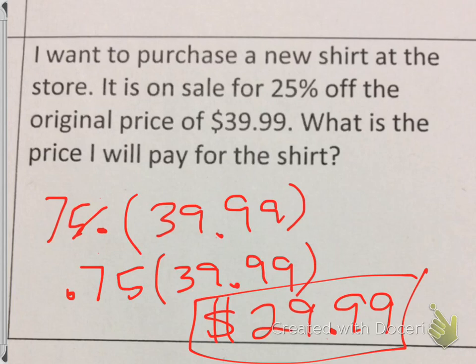Now again, you guys, you could have done it the other way. You could have times it by 25%, found that number, and then subtracted it from the $39.99. You would get the exact same number either way you did that, just a couple of different options on how to do it.